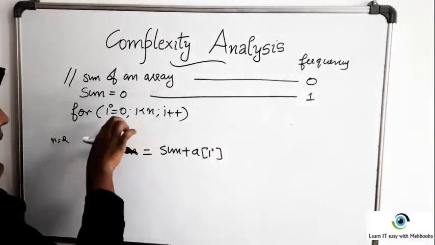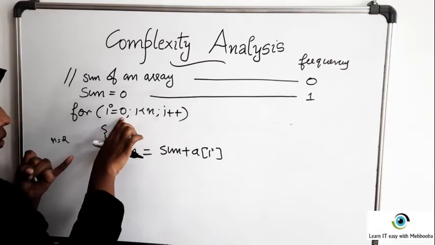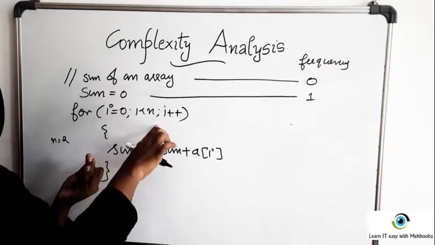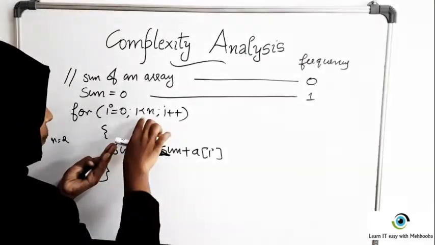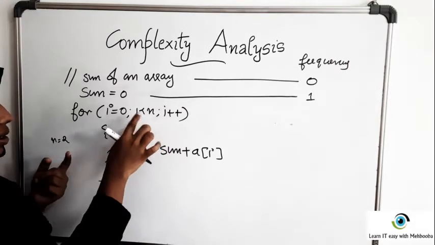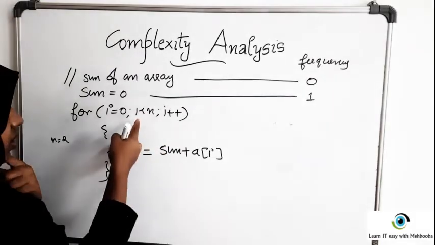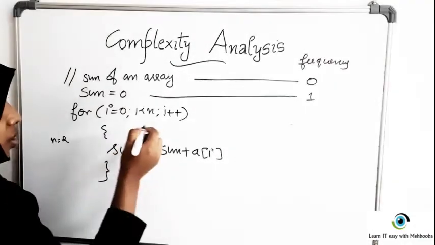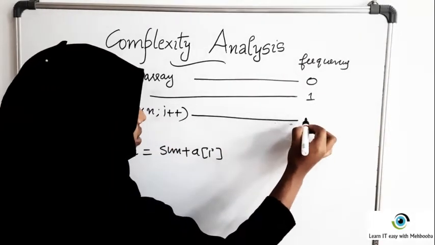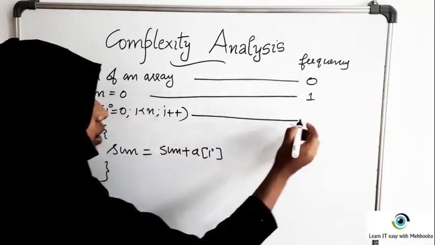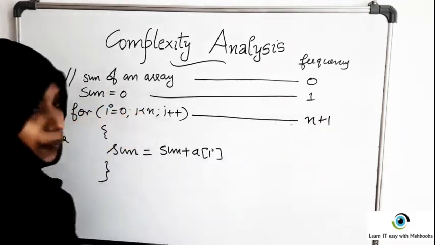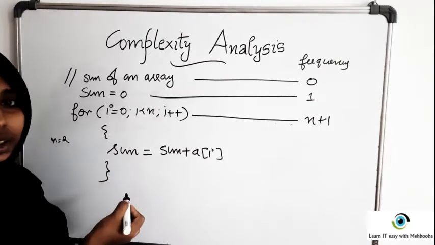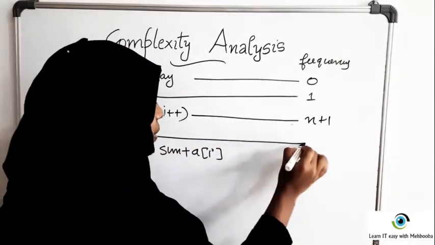So, this body will be executed when i is equal to 0 and i is equal to 1, and when i is equal to 2 also, it comes here and performs this control checking, isn't it? So, when n is equal to 2, it executes 3 times: when i is equal to 0, i is equal to 1 and i is equal to 2. So, generalizing, if it is i equal to 0 to n, it will execute n plus 1 times. Okay.